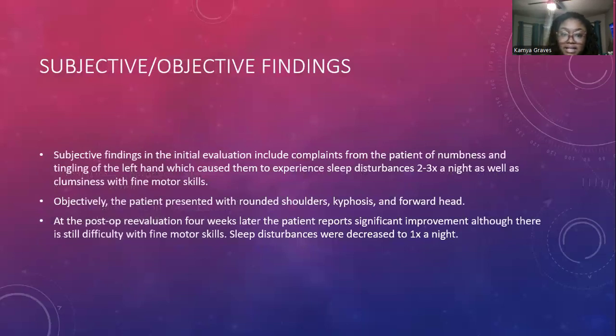For our subjective and objective findings, subjective findings in the initial evaluation include complaints from the patient of numbness and tingling in the left hand, which caused them to experience sleep disturbances 2 to 3 times a night, as well as clumsiness with fine motor skills. Objectively, the patient presented with rounded shoulders, kyphosis, and forward head.